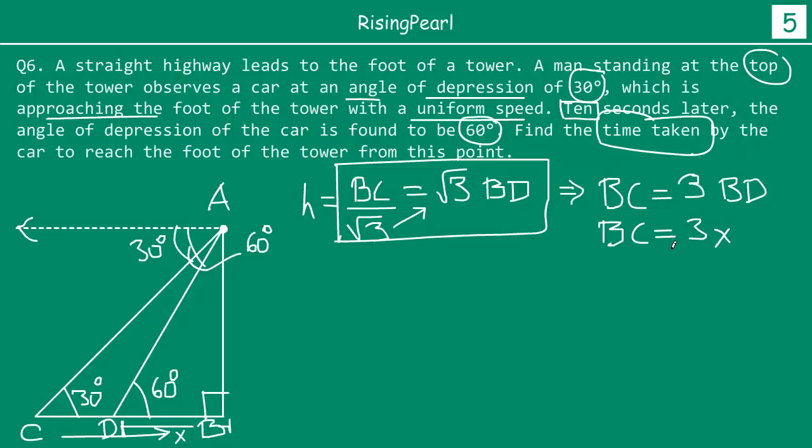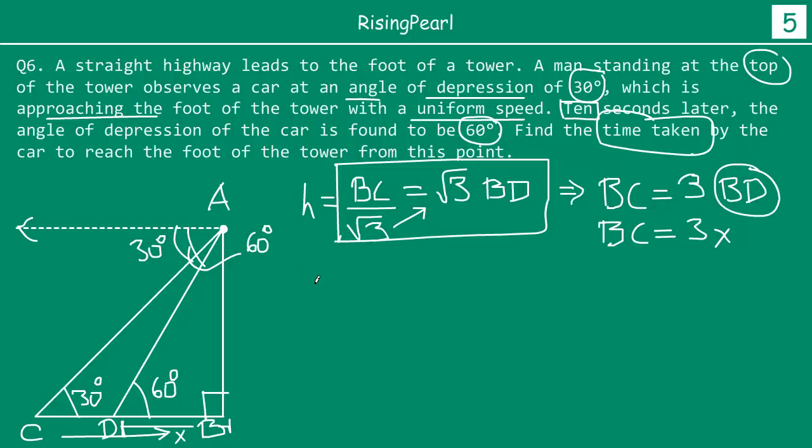Why did we put BD equal to x? Because remember that we eventually need to find out BD, because we would need to find out how long the car will take to travel from point D to point B. So let us say BD equals x. So BC is this. Now what is given is that in 10 seconds the car moved from C to D.